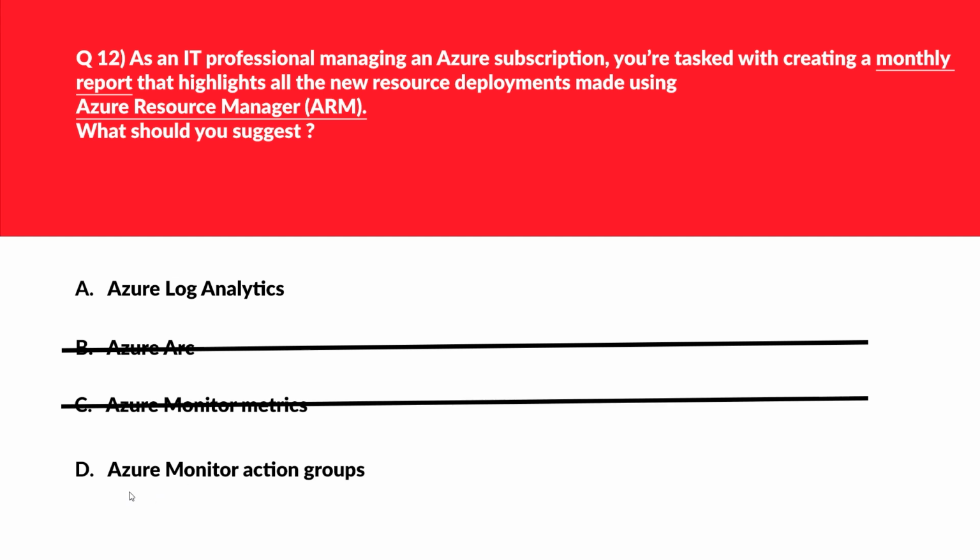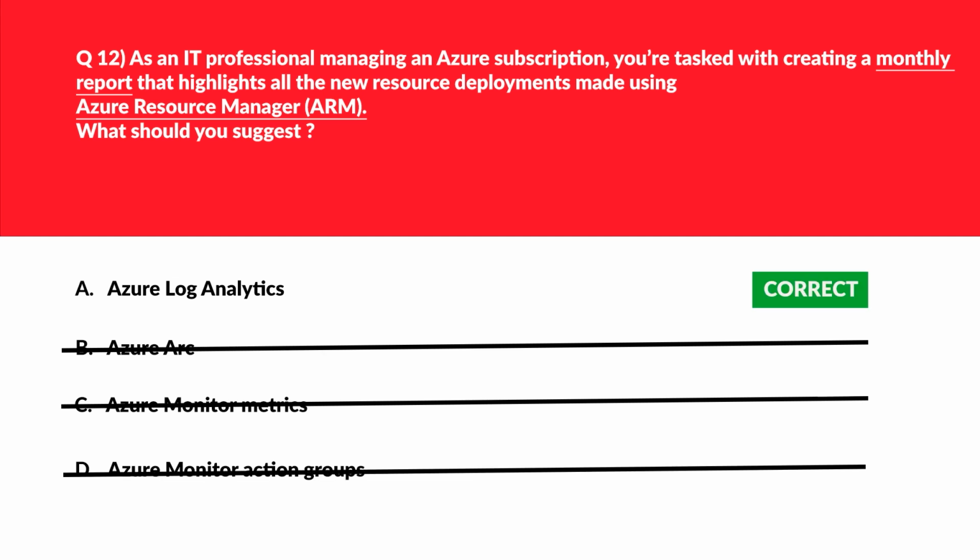Let's move to option D. D says Azure Monitor Action Groups. Action groups are used for defining a list of actions to take based on alerts or events. Action groups are not related to tracking resource deployment. We'll reject this option. We'll lock option A, Azure Log Analytics, as the correct answer.